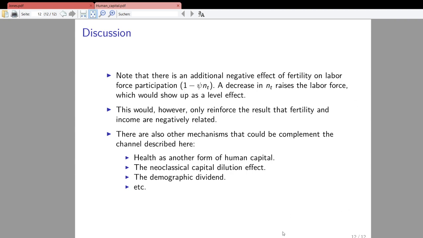Now this concludes this chapter, and the next chapters will deal with other aspects related to human capital accumulation and economic growth.